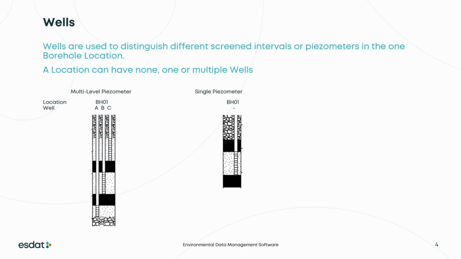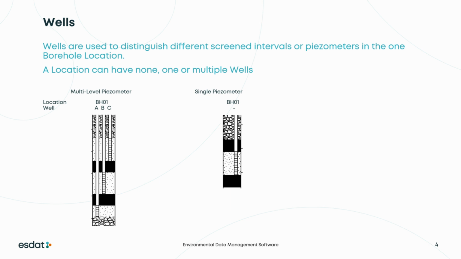A well, or piezometer, is a pipe inserted into the ground to measure depths and chemistry of groundwater, generally through a screened interval. All water level data requires a well code, and chemistry samples have the option of being associated with a well code. Where multi-level piezometers are used, a typical well code may be a sequence, such as A, B, C, D, or deep and shallow.